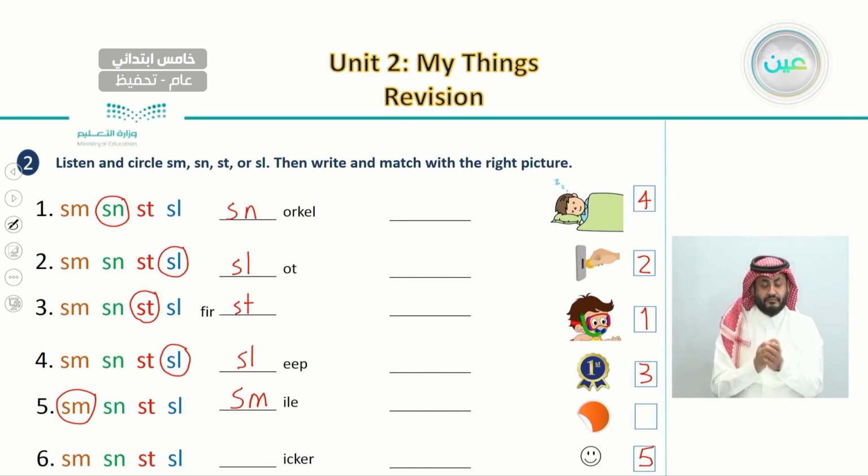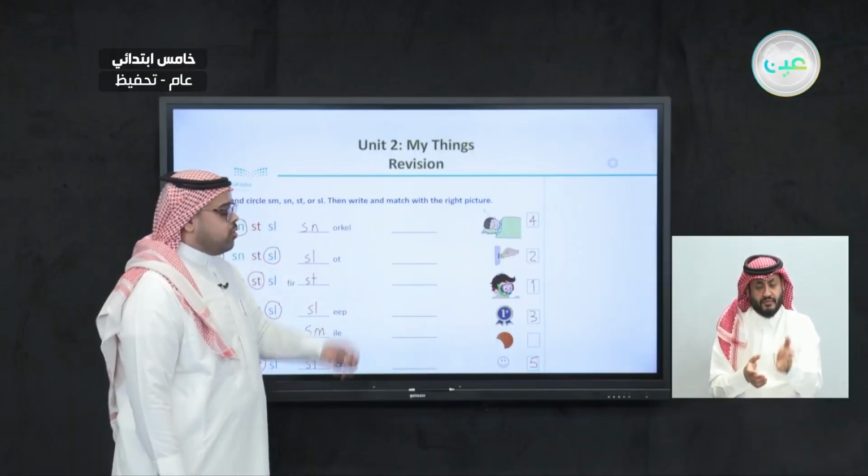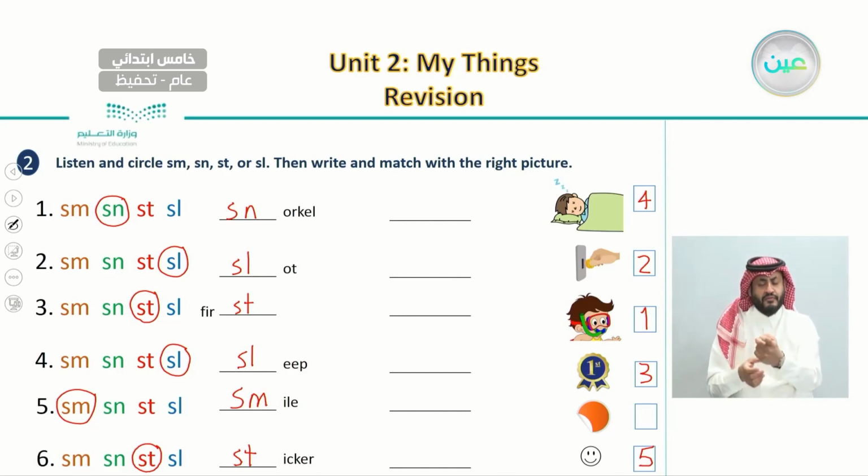This will leave us with the last word, which is sticker. Sticker. Now, sticker starts with S and T. So here we circle S and T, and we go here and we write these letters, S and T. So this is the word sticker. And after this, you should write it here in this blank. And then we can say that the remaining picture represents the word sticker.